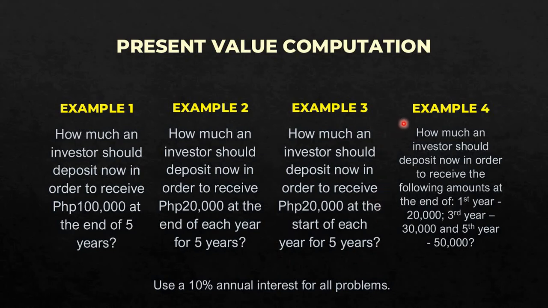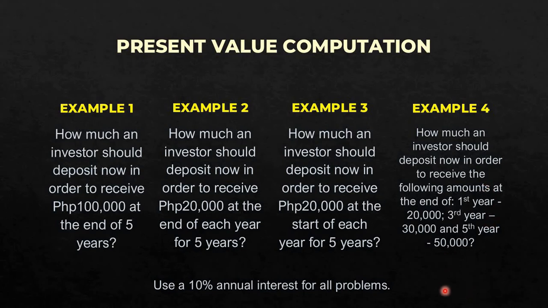Then for example number 4, how much an investor should deposit now in order to receive the following amounts at the end of the first year, 20,000 pesos. Then, at the end of 3rd year, 30,000 pesos, and at the end of 5th year, 50,000 pesos. For example number 4 naman, meron tayo ritong tatlong future values, yung 20,000, 30,000, and 50,000 pesos. So, etong tatlong to, these are cash inflows in the future. So, future values tong tatlo.